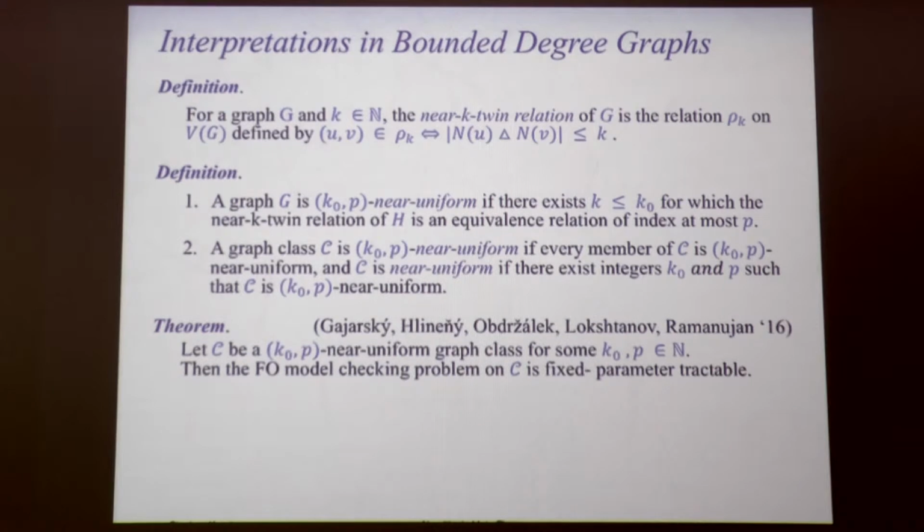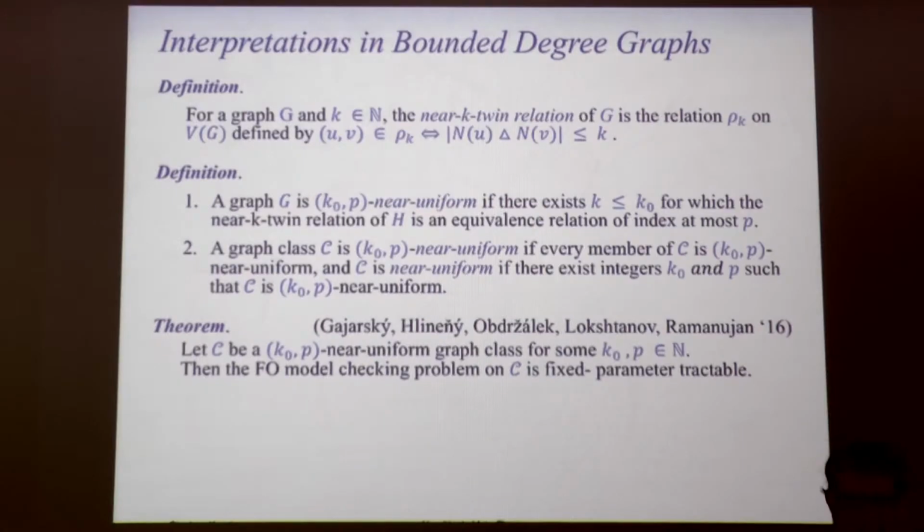And the theorem then that they prove, which I think is a very, very nice theorem, okay, it's not a very, very nice theorem, but the next theorem they use to prove it is actually a nice one. They show that you can do efficient model checking on this class C. So if you have a class of graphs which is k0-p near uniform, then the first order model checking problem is fixed parameter tractable.